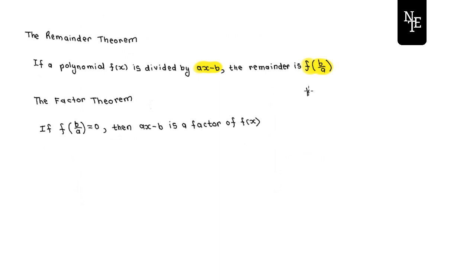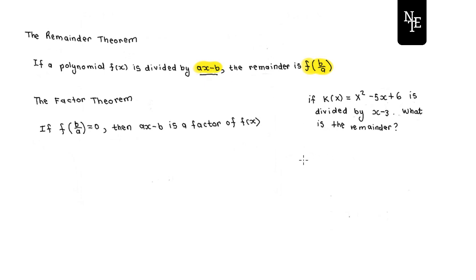Let's look at an example very quickly. Take the polynomial, for example, k of x, and let's use a quadratic polynomial because that's quite an easy polynomial to work with. k of x equals x squared minus 5x plus 6, and we say that we divide this polynomial by another polynomial, x minus 3. Remember that the remainder theorem talked about dividing by this polynomial ax minus b.